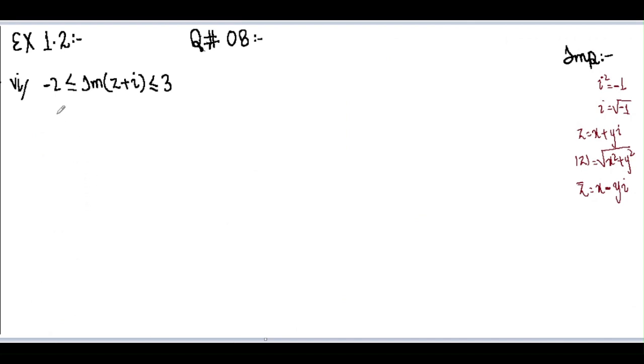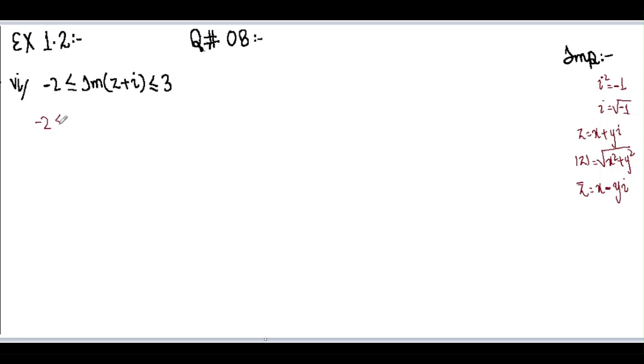Now we are going to do the last part of question number 8. Here we see it is written as minus 2 is less than equal to imaginary part of z plus iota is less than equal to 3. So first of all, we are going to put the value of z which is given in the question. Yes, it's x plus iota y. So we are going to put it over here.